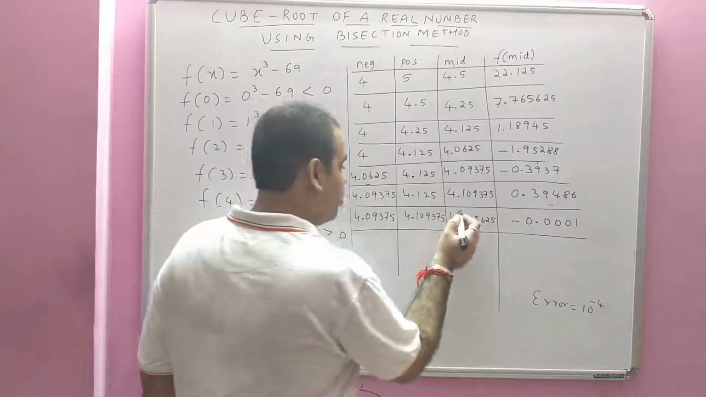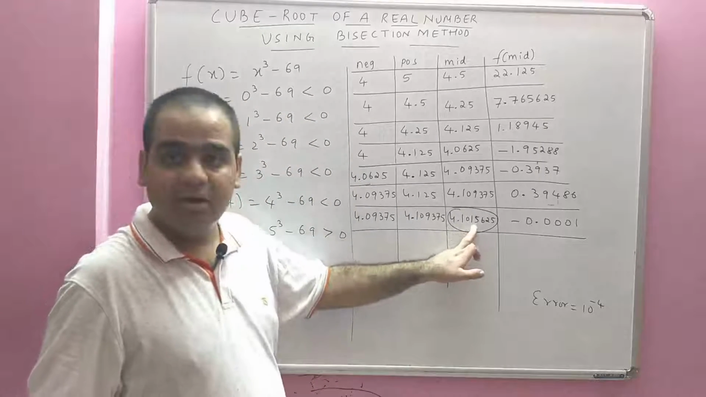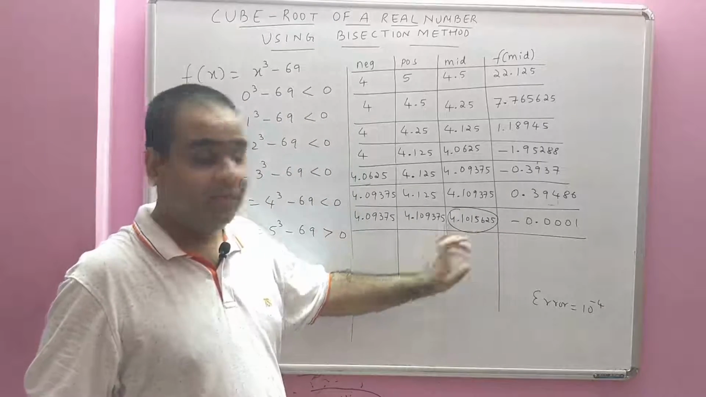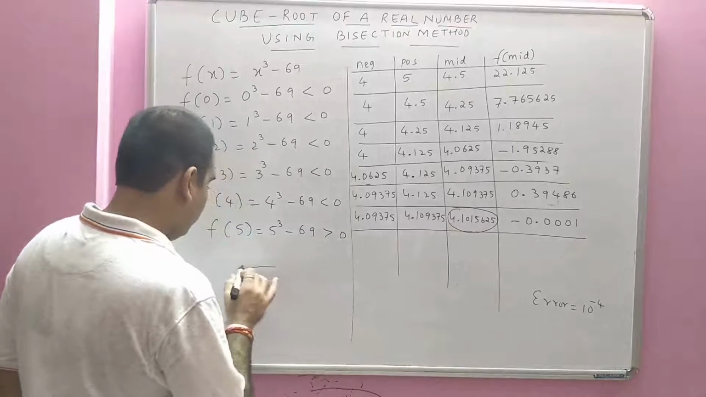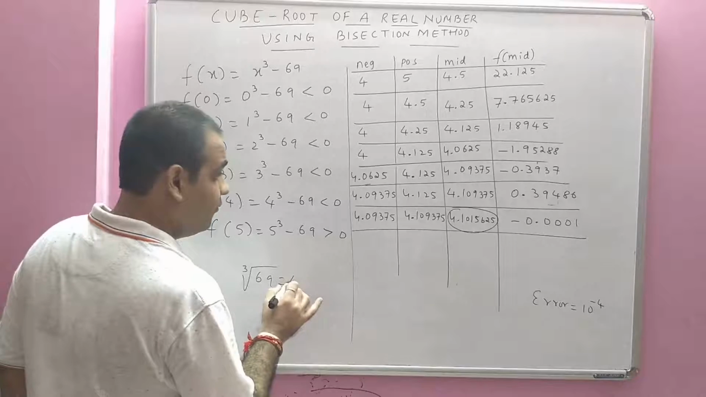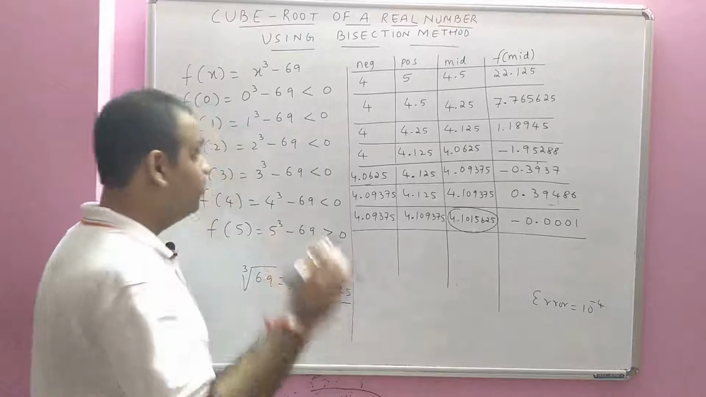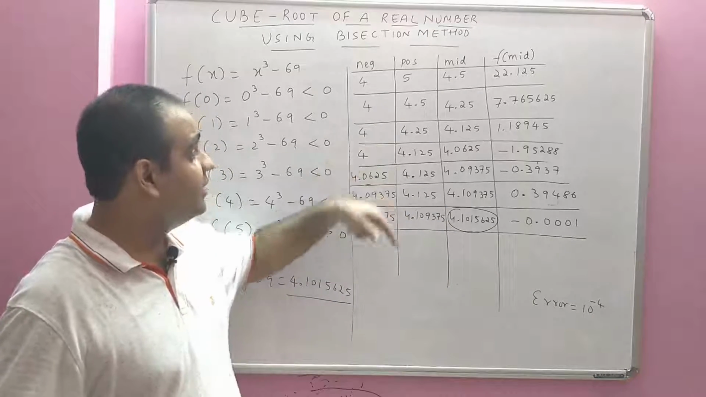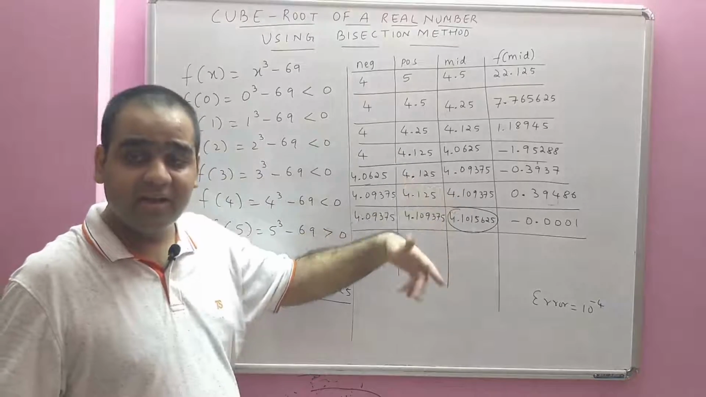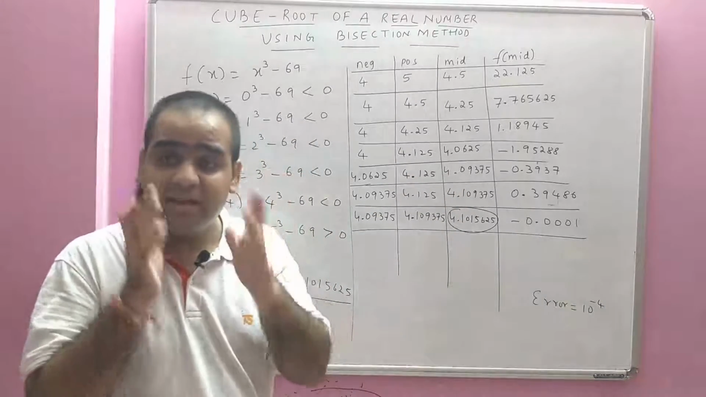And whenever we stop, whatever is at the mid will be the answer. Therefore, cube root of 69 is 4.1015625, and this is how we solve using the bisection method. And you see over here that it is repeated again and again till f of mid is in the error range.